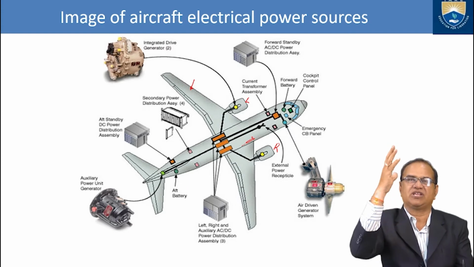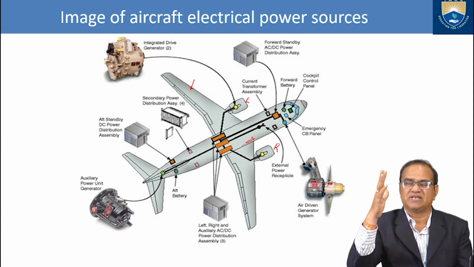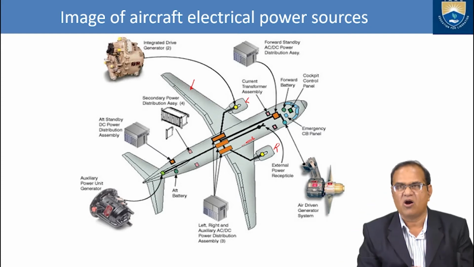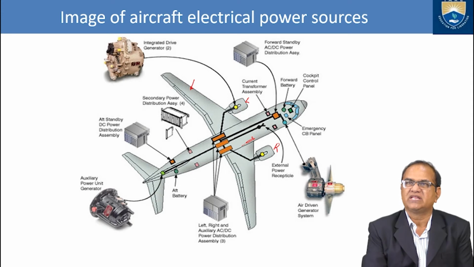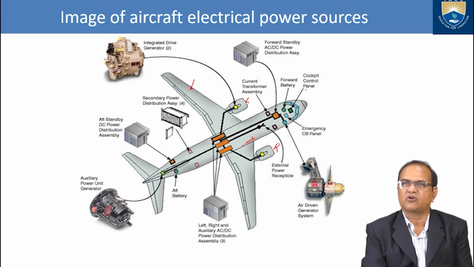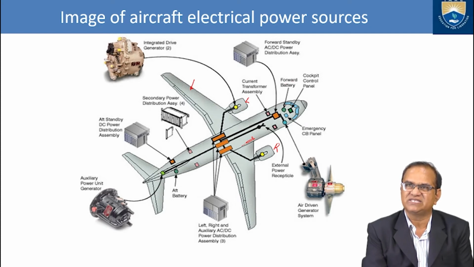He or she will press the circuit breaker and the system will be in operation. So the emergency CB panel is there. Then we have the cockpit control panel. Then the forward battery is there. One battery is situated near the cockpit.